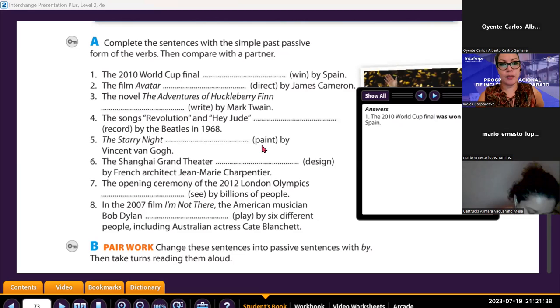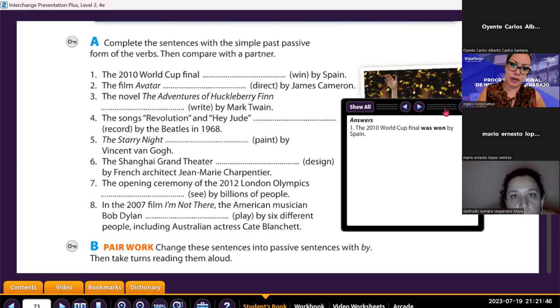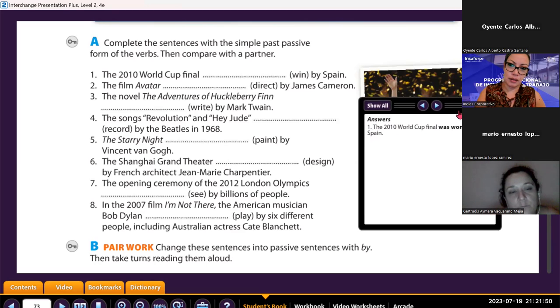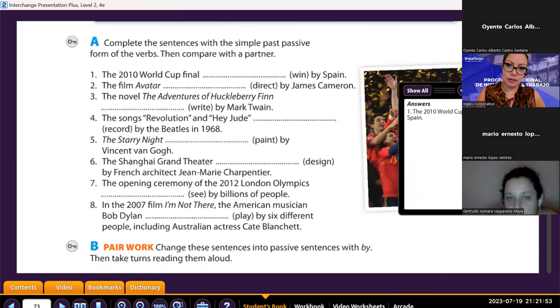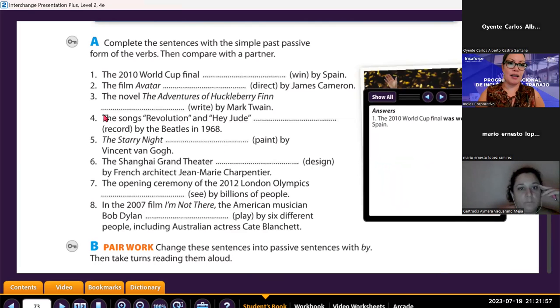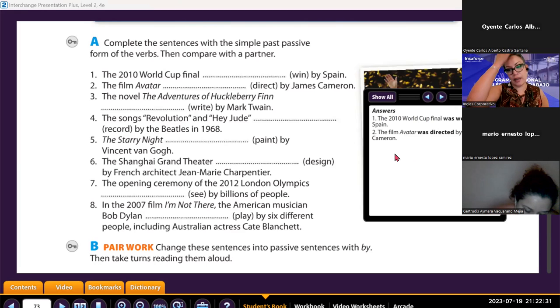You can write in your notebook the complete sentence plus the answer. La primera, no sé si la pueden ver acá en este cuadrito chiquito, está. Sí se mira el cuadrito. Okay, ahí está la uno. And then you can complete the rest of them and we will check in a while. The film Avatar was directed by James Cook. Excellent, Aymara. That is correct. The film Avatar was directed by James Cameron. Les voy a dar tiempo para que las escriban en su cuaderno y luego chequeamos.